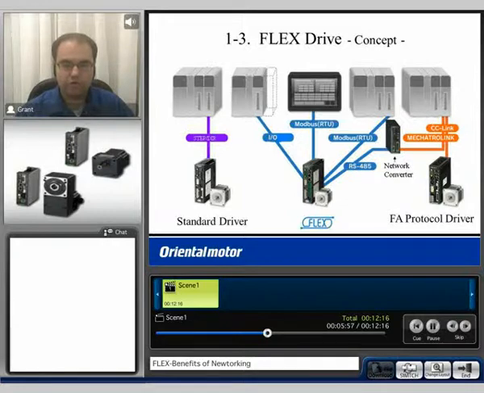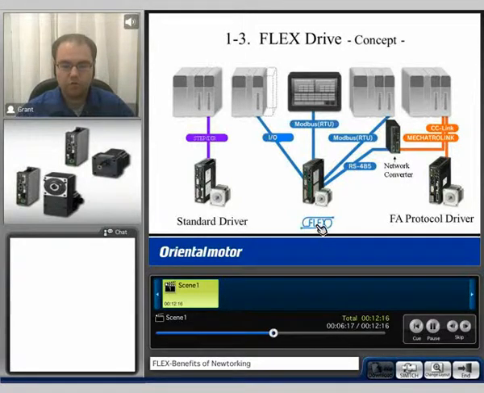And now I'd like to introduce the flex drive concept. In the past, like we have shown, a standard stepping motor driver would simply accept a step and direction signal. Now with our flex drive, the unit has a built-in motion controller. You can access that motion controller via 3 methods.